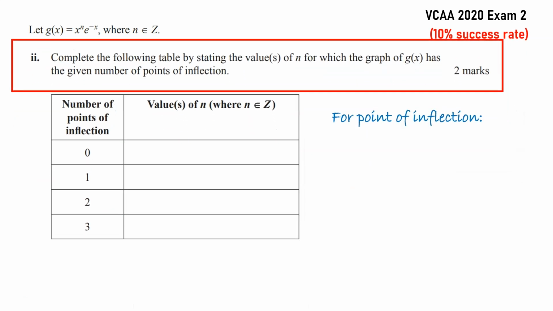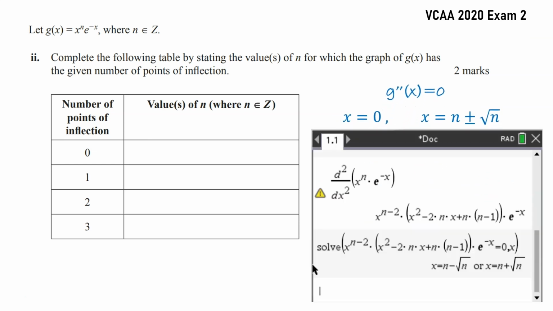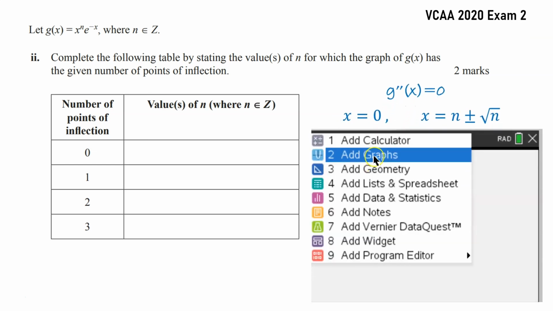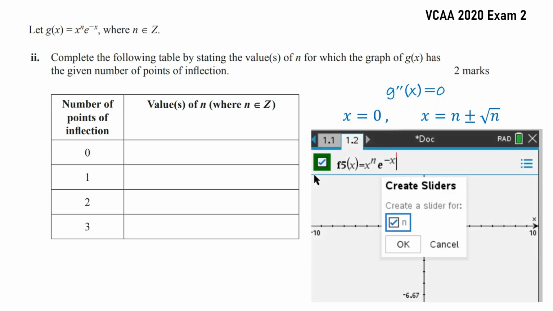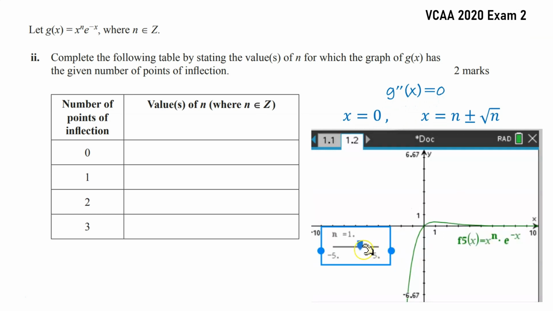Alright, so for a point of inflection, as we said before, the second derivative not only has to be 0, it also has to change sign. So just knowing when the second derivative is 0 is actually not enough. We really need to investigate a graph, but because this is exam 2, we can now get out our CAS calculator and start having a look at some graphs. If we type that function in a graphs page, x to the n e to the -x, we have the option to create a slider for n, which is exactly what we want. We want to try different integer values of n and see what the graph looks like.